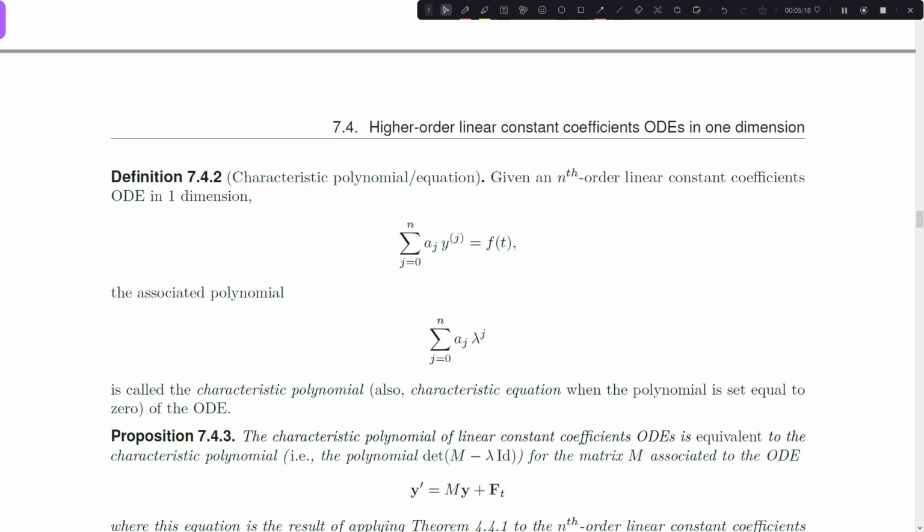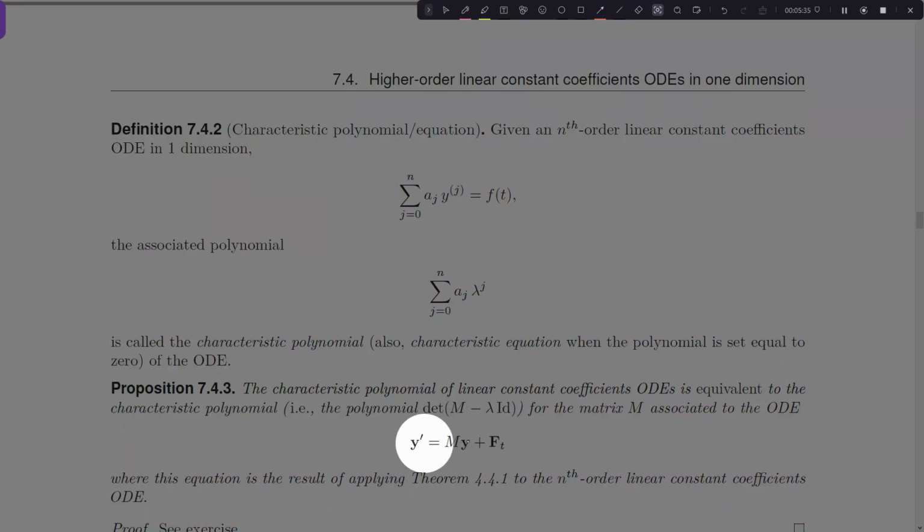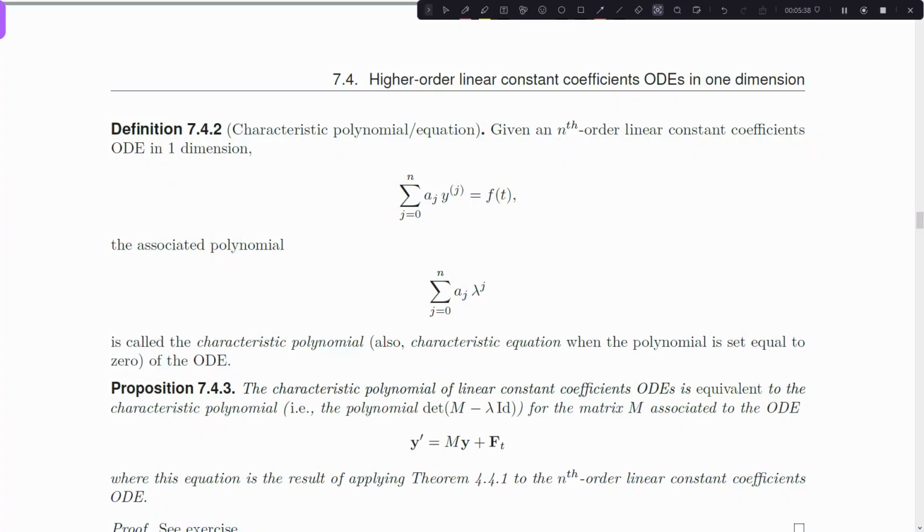And we recover this nice proposition, which is very, very elegant, and you'll prove it: this characteristic polynomial truly is the characteristic polynomial of the matrix that would result if we decided to convert our nth order problem into a first order problem in n dimensions. So that's why we call it the characteristic polynomial, because it truly is the same, and you'll prove that in one of your exercises.